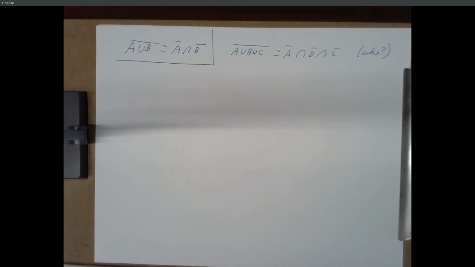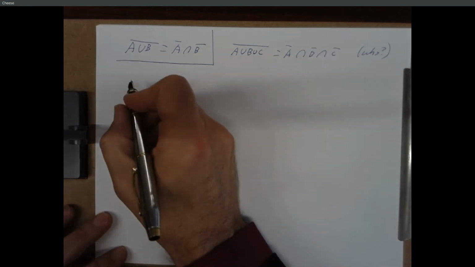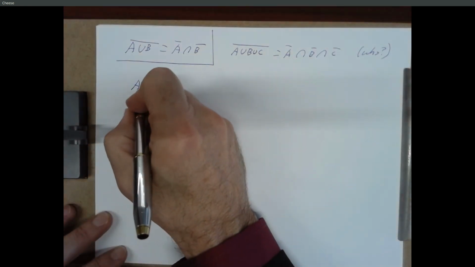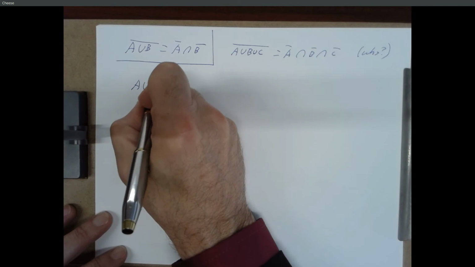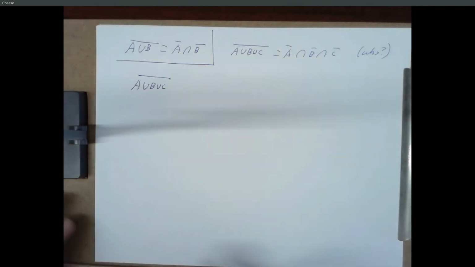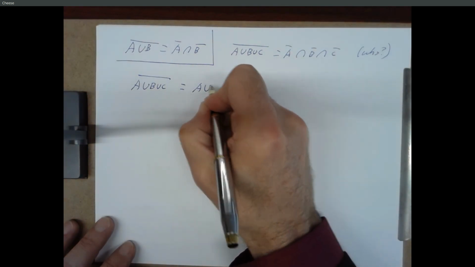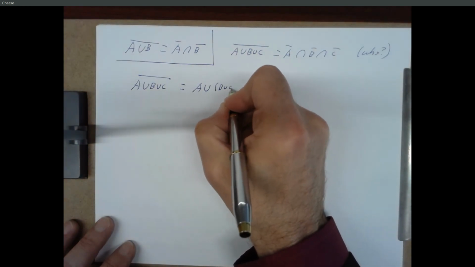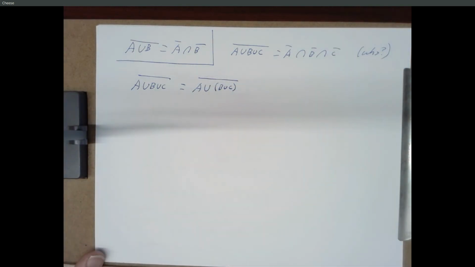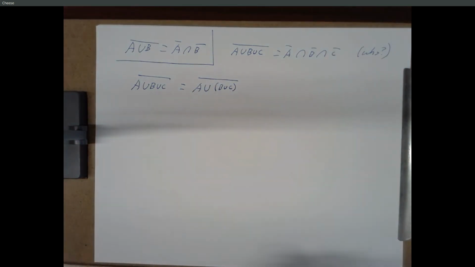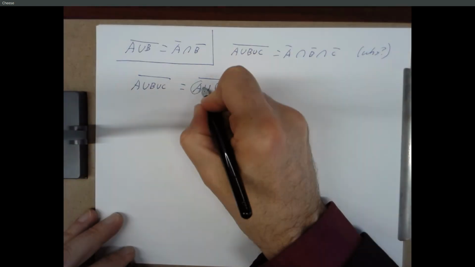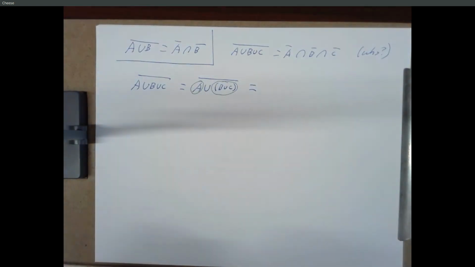But why is this true? Well, it's really not too hard to show if you use clever parentheses. So the complement of A union B union C is equal to A union with this other thing, B union C, complemented. That's just associativity. And I'm going to use De Morgan's theorem and say, hey, I have two things I'm taking the union of. One of them is A, the other one is B union C.